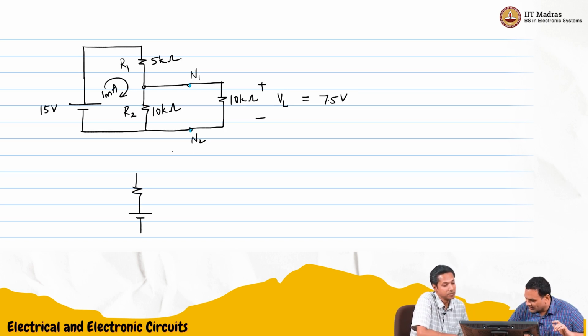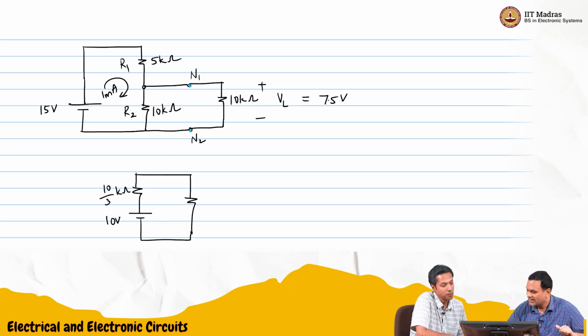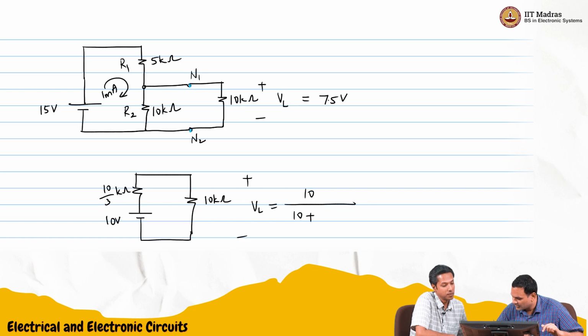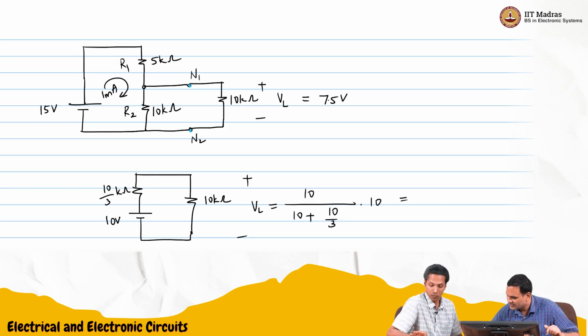Now we'll also do the other case where we'll use the Thevenin voltage, which gave us 10 volts, and 10 by 3 kilo ohms. And we are connecting 10 kilo ohms. And this is VL. This is basically 10 times 10 by 10 plus 10 by 3. So 30 plus 10 is 40, so 30 by 40 times 10. So this is 3 by 4, 7.5 volts.